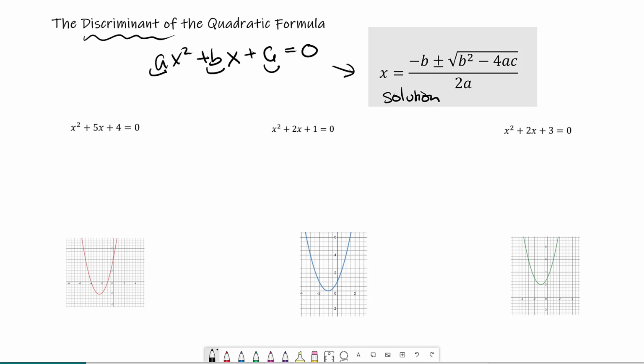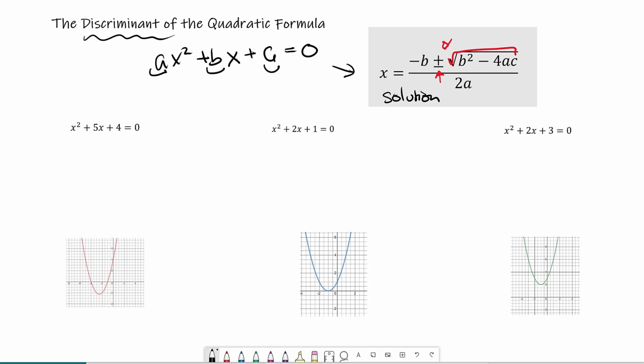We have two solutions: we can have either a plus sign before this square root or a minus sign, right? So we take both the positive and negative solutions of this square root here, and these give us two possible solutions for a quadratic equation. So that is the quadratic formula.